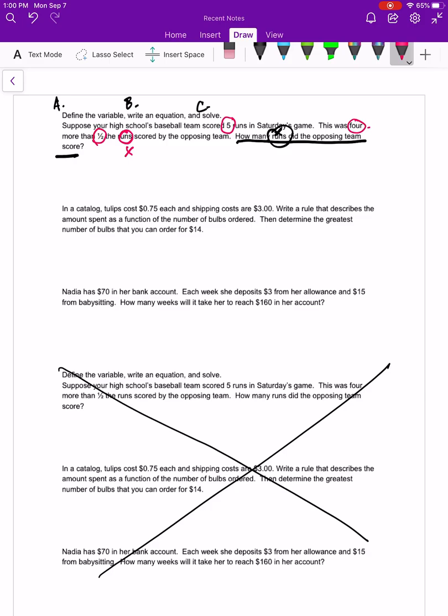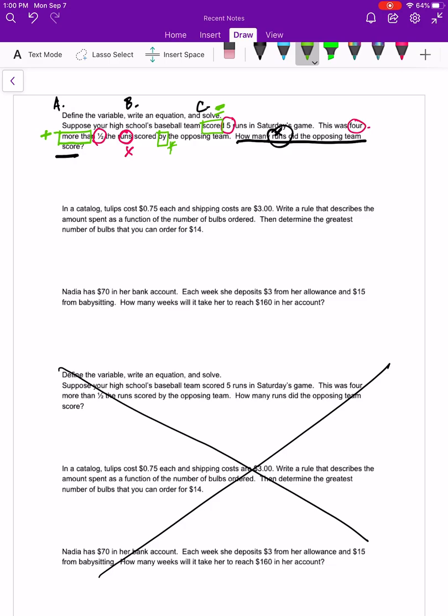All right, now we're going to go back through and we're going to look for our clue words. So suppose your high school baseball team scores 5 runs. Well, actually scores is going to indicate an equal sign. 5 is going to go on the other side. And it said this was 4 more than. More than means addition. Then half the runs scored by, and by means multiplication, the opposing team.